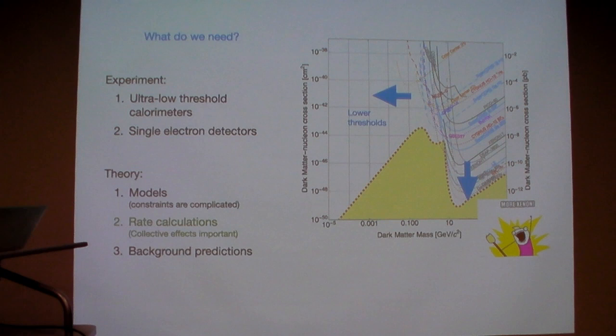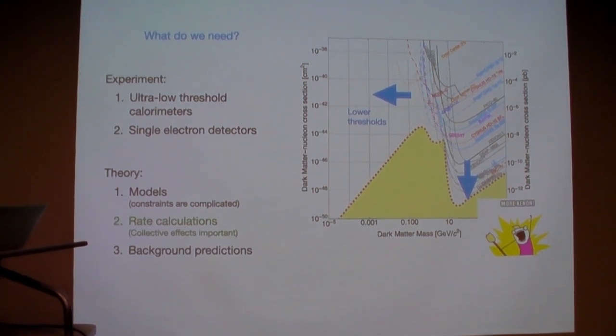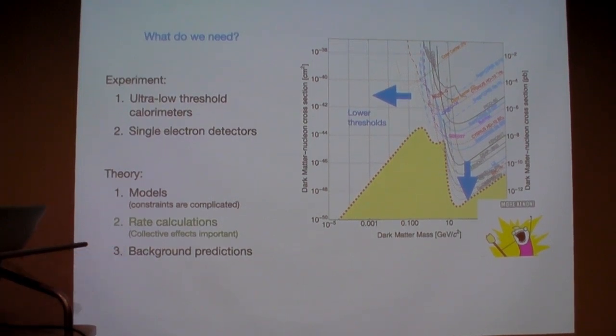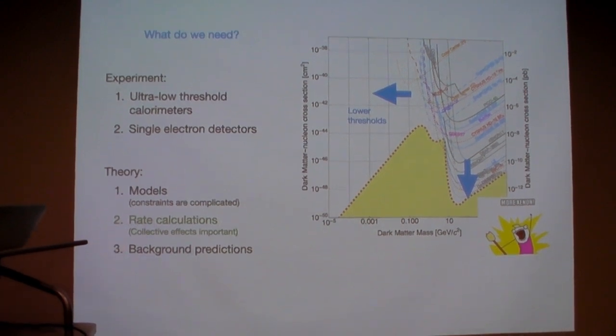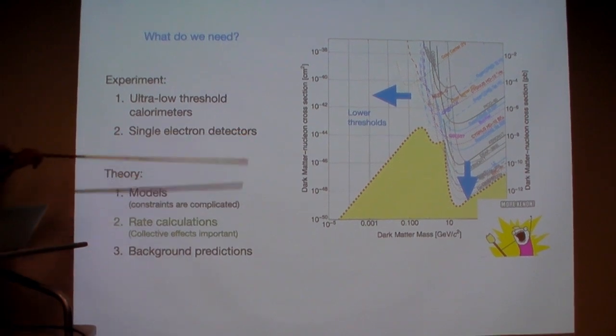So that's being done. There are rate calculations which are very interesting and important because you have collective effects in the materials that need to be accounted for, as I'll show in a second. And then finally, this is something we're starting to get into, is doing detailed background calculations. Because the backgrounds are very different in these experiments than in the ones up there, where you're mostly worried about radioactivity.